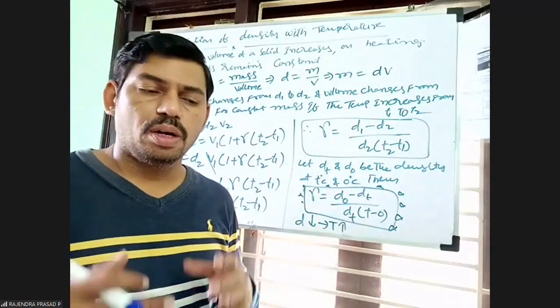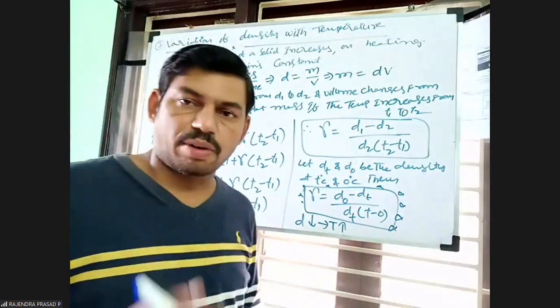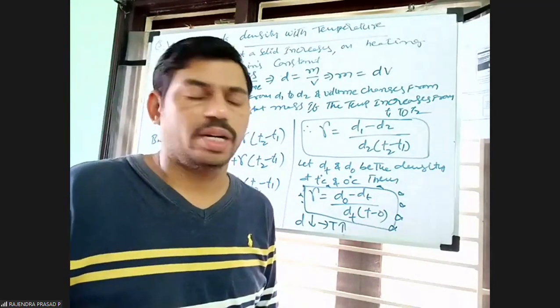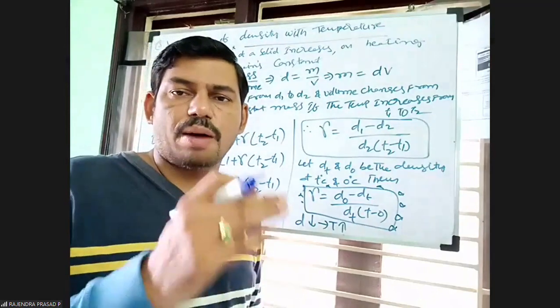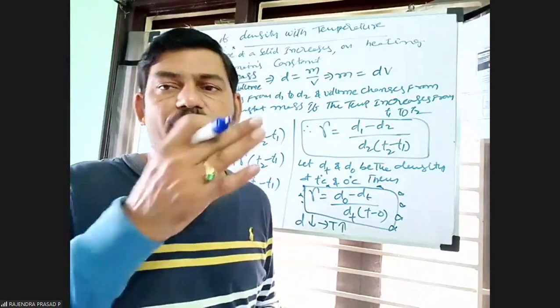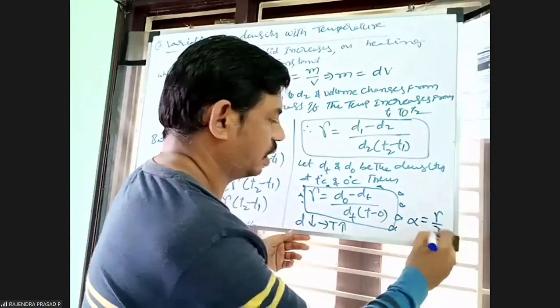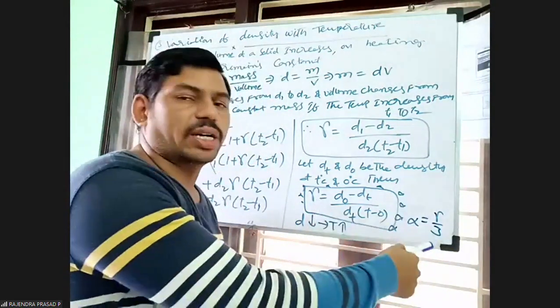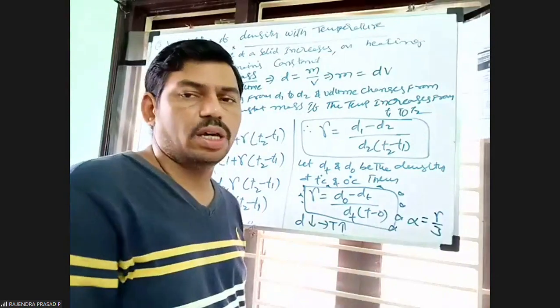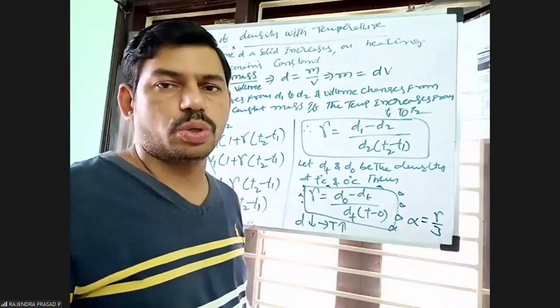For example, if DT and D0 are given and we have to find the coefficient of linear expansion, first gamma is calculated. Gamma equals 3 alpha, so alpha equals gamma by 3. After gamma is calculated, next alpha equals gamma by 3. Dividing by 3 changes it to alpha, linear.